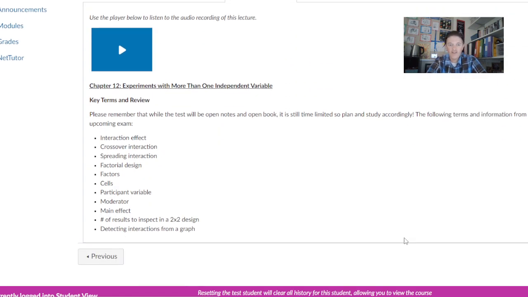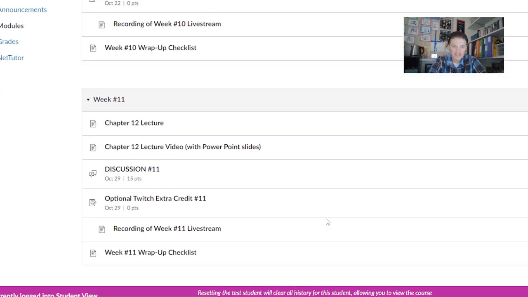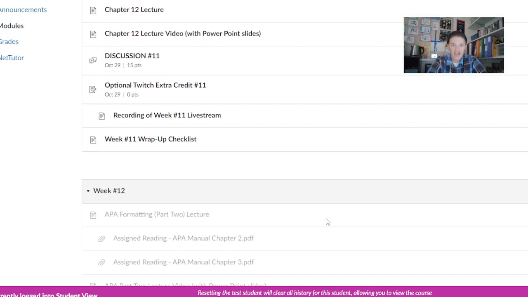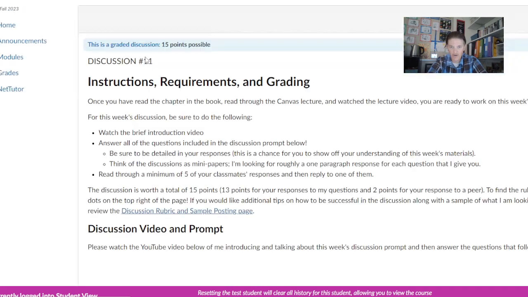On the last page, you have all of the key terms that you need to know for this chapter. So everything from chapter 12 that you'll need to know for the next exam. So make sure, as always, that you read the chapter in the book, and then don't forget to read through my lecture and then watch the lecture video where I'm lecturing to PowerPoint slides about that topic. All of that together is going to help you to understand it and incorporate that knowledge, and then that will help you for the discussion for this week, which is discussion number 11.